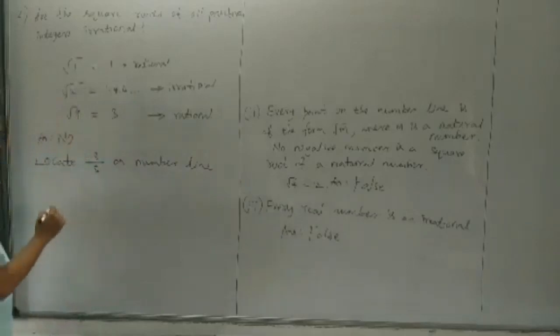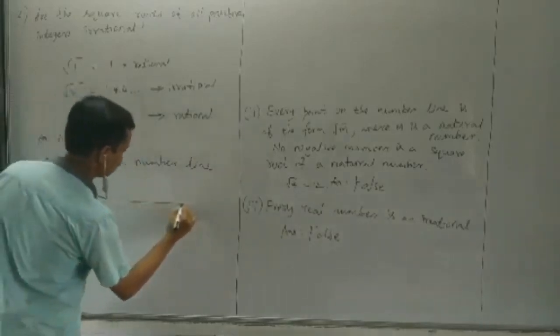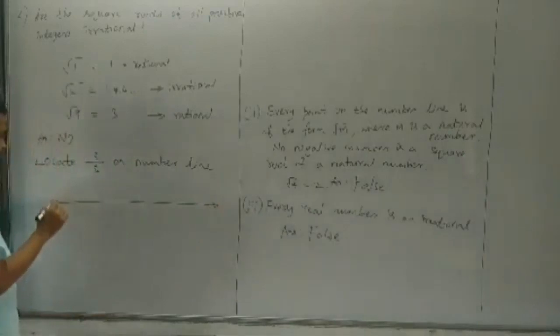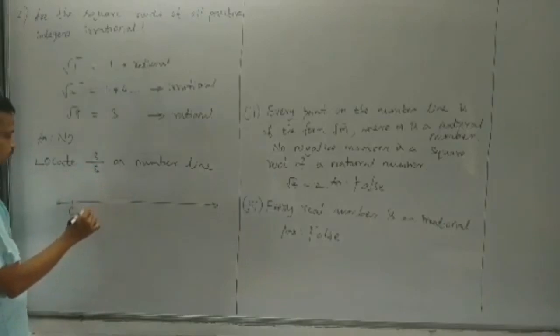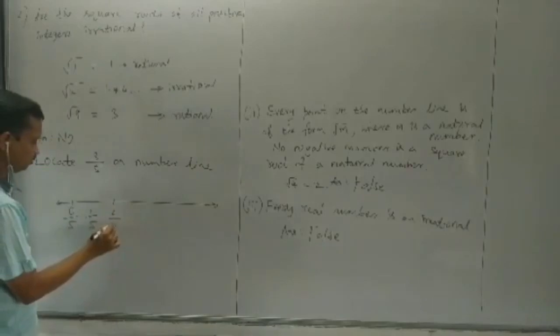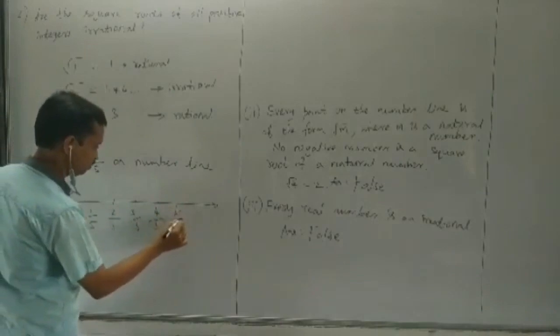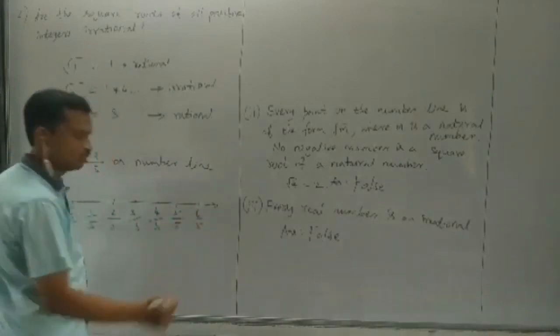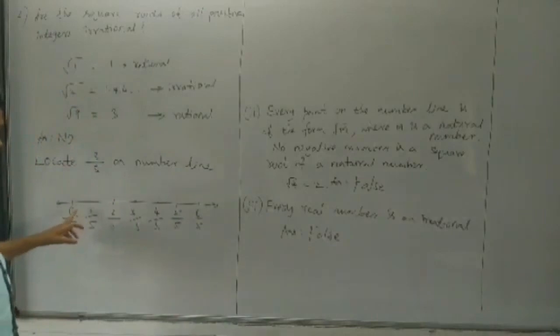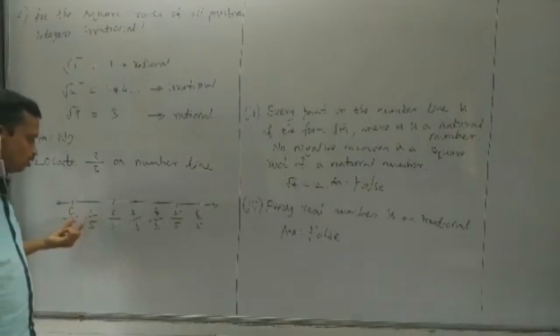So, how to locate this? For this, you have to draw a number line. And from 0, it is positive number. So, from 0, you can start. 0, 1, 2, 0 by 5, 1 by 5, 2 by 5, 3 by 5, 4 by 5, 5 by 5, 6 by 5, like that. We find the value. 0 by 5, 1 by 5, like that is graduated with equal parts. That is 1 centimeter gap, 1 centimeter measure. We can note all the points.